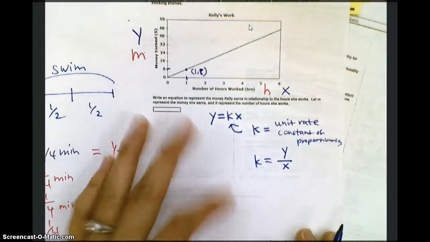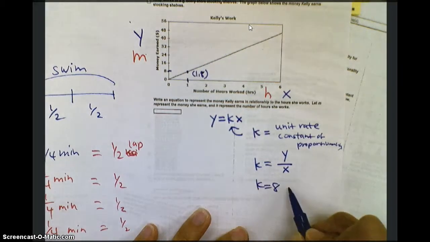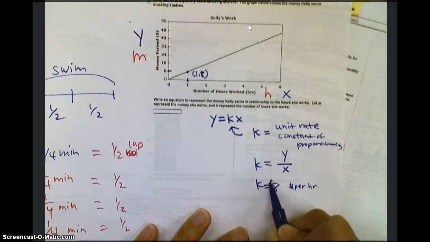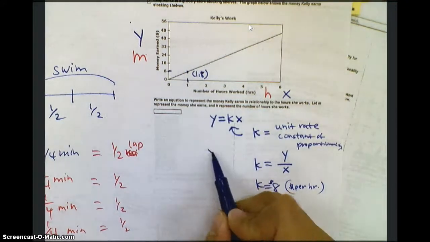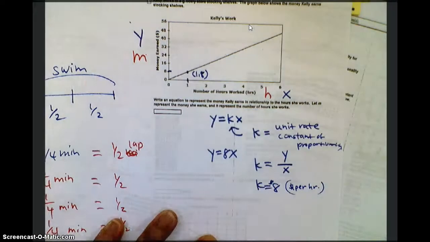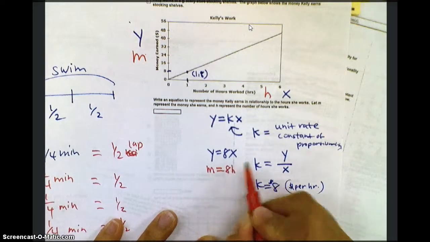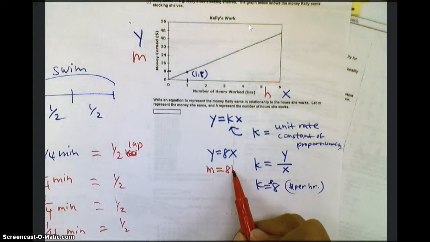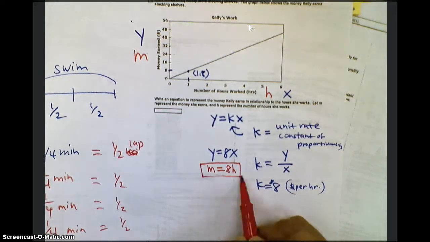If I take the 1 hour, then that's already going to give me the unit rate, because what it gives me is that $8 are earned per hour. That's the unit rate. So the 8 is my constant. So I'm going to write the equation Y equals 8x. Now they want me to use M and H. Since M is the amount of money, used for the variable Y, my equation now is M equals 8 times H. $8 for every hour. So if the hours increase to 2 or 3 or 4, I'm multiplying by 8 every time to get how much I'm going to make.